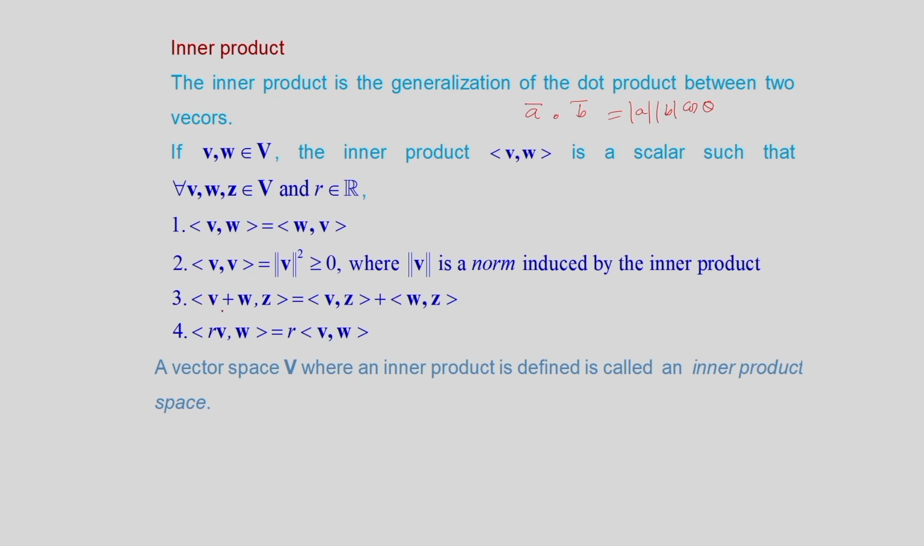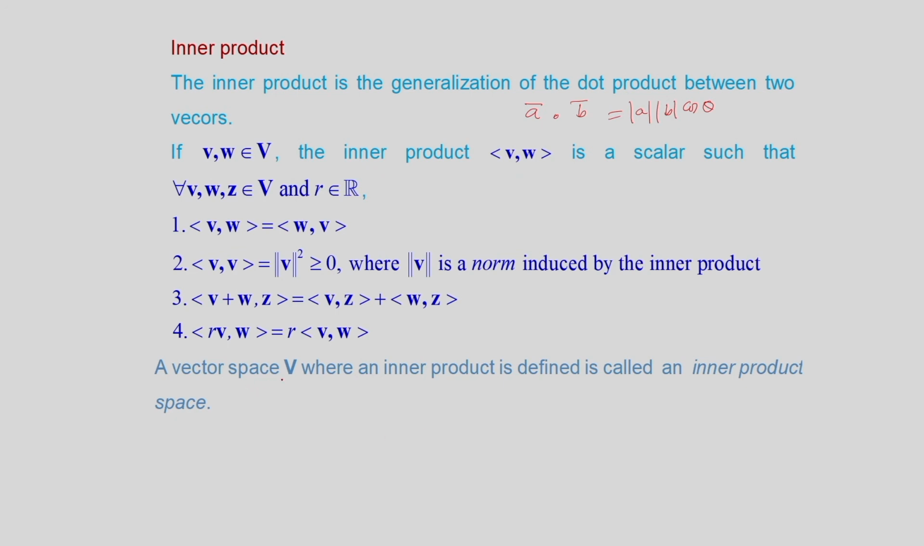Third property is inner product of V plus W, Z is equal to inner product of V, Z plus inner product of W, Z. This is the third property. And the fourth property is, if we scale one vector, suppose by R, inner product of R V, W is the same as R times inner product of V, W. So, these are the properties also satisfied by dot products. It is very easy to verify, and here we will be using these properties as the definition of inner product.